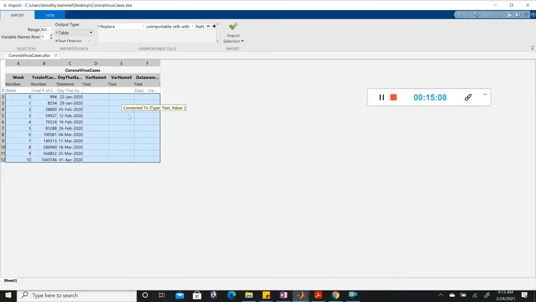And you can see it's highlighted more than we want it to. We don't want those actual dates in there. That's going to mess up our calculation, just like the titles would mess up our conversion from a table to an array. So I'm just highlighting the data we want, the week and the total number of cases.